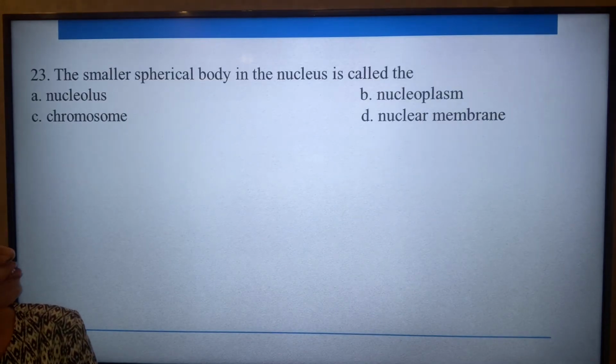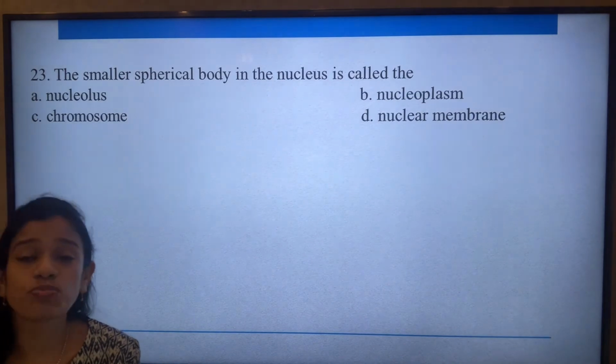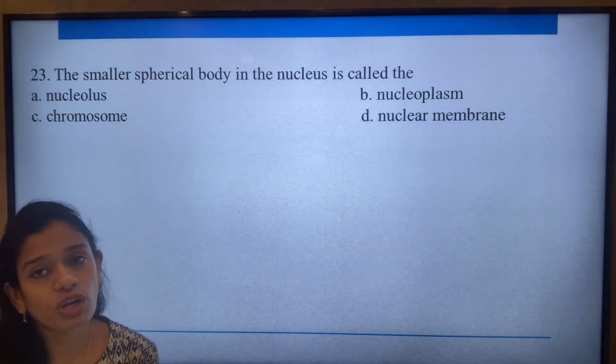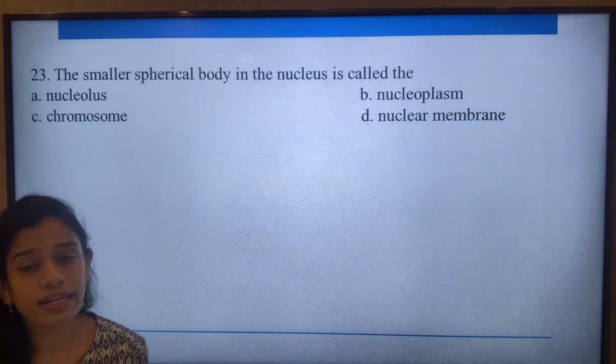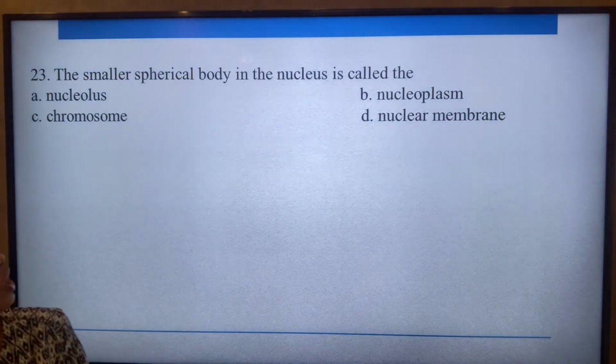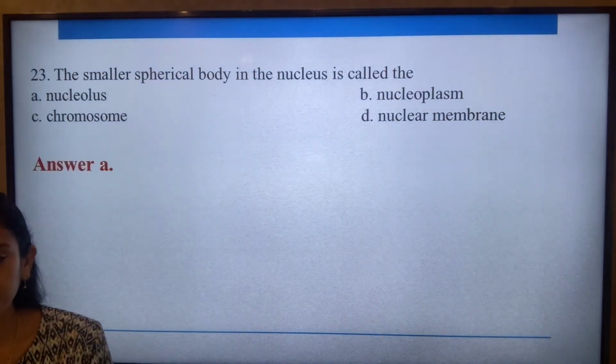The smaller spherical body in the nucleus is called the nucleolus, nucleoplasm, chromosome, or the nuclear membrane. They are telling of a smaller spherical body which is present within the nucleus. When they are talking of a spherical body in the cell, it is the nucleus. When they are talking of a spherical body within the nucleus, it is the nucleolus. That is option A, the correct answer.